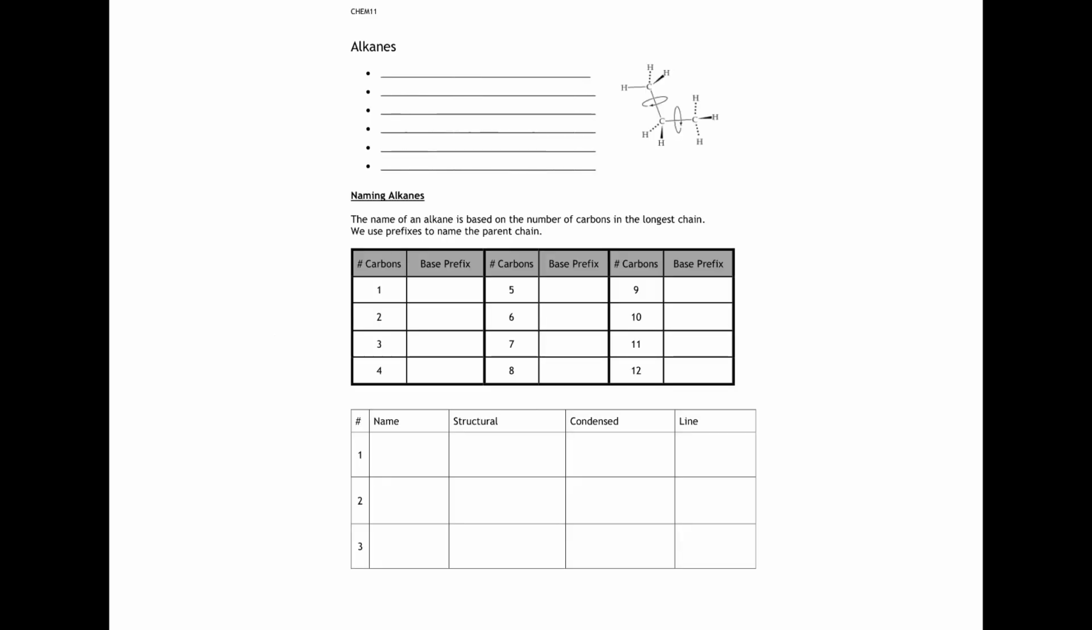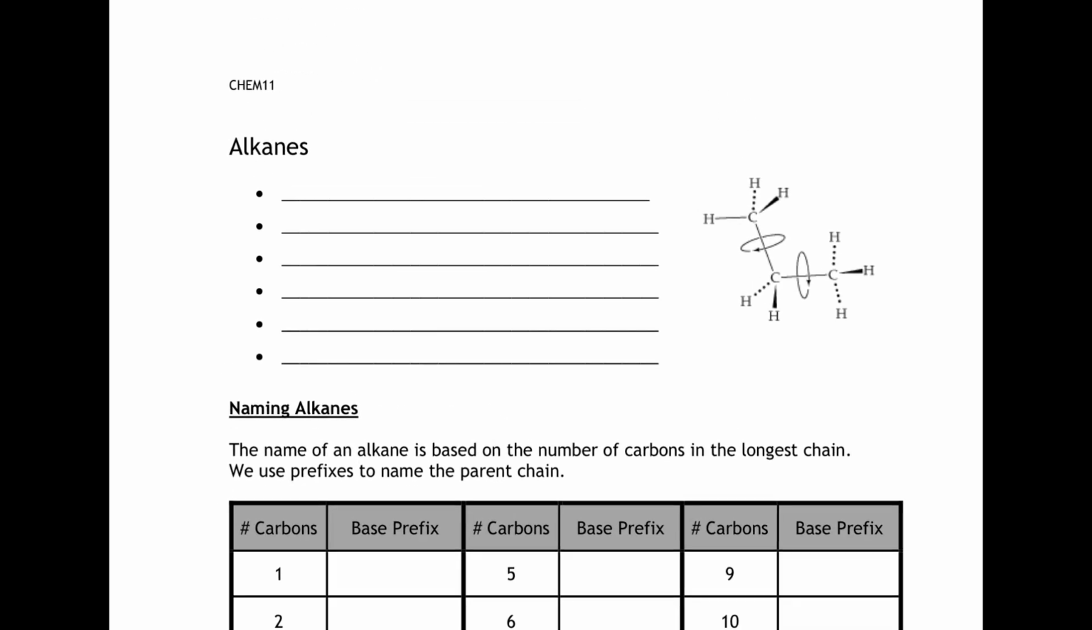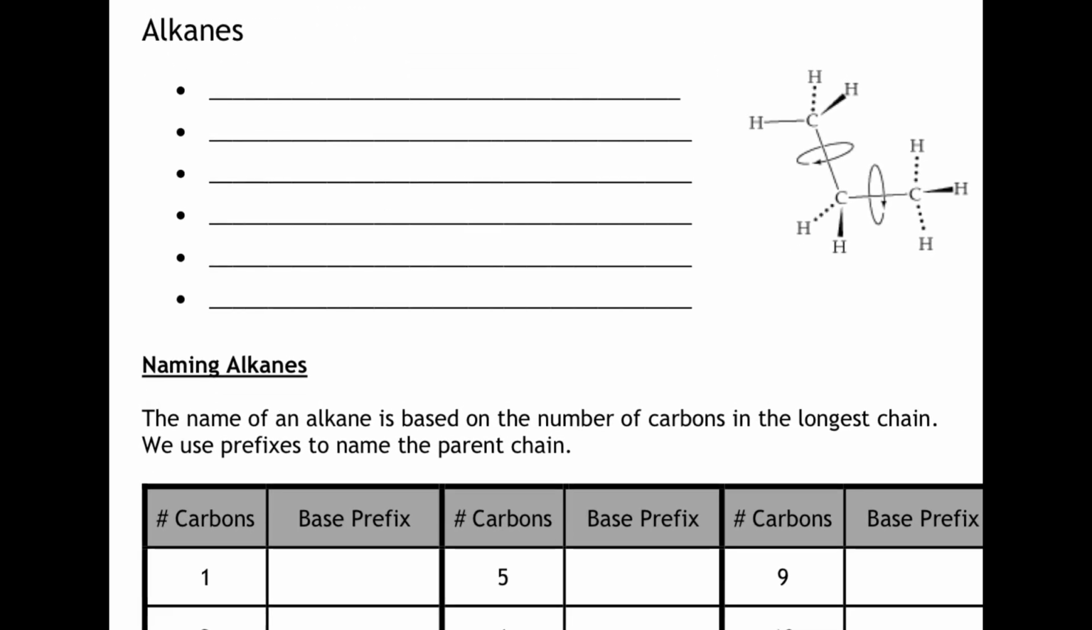Every time we do a different molecule, our very first type of compound, the first class of compound, is called alkanes. So this is the alkane group of chemicals. They are what we call saturated hydrocarbons.